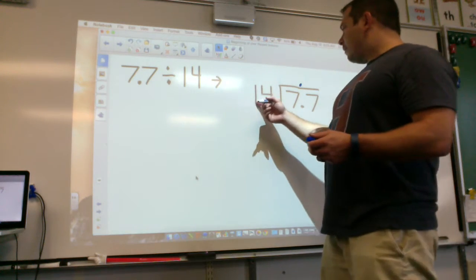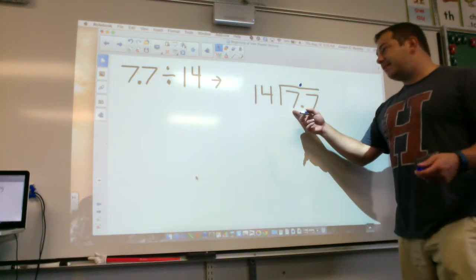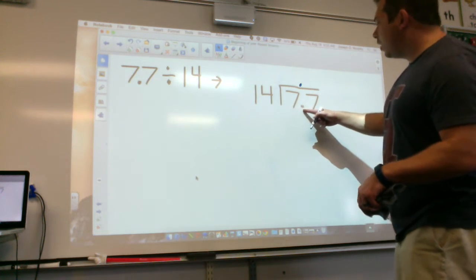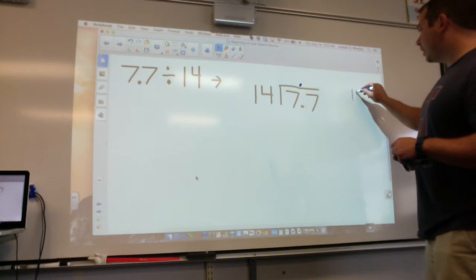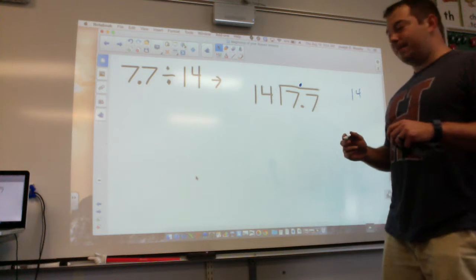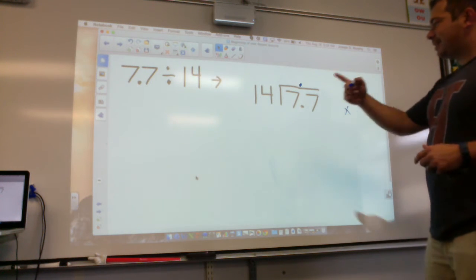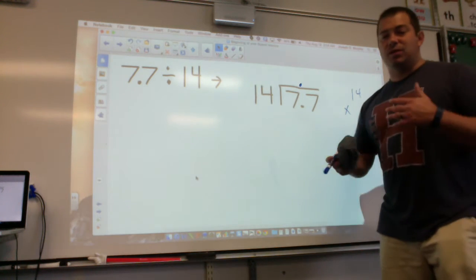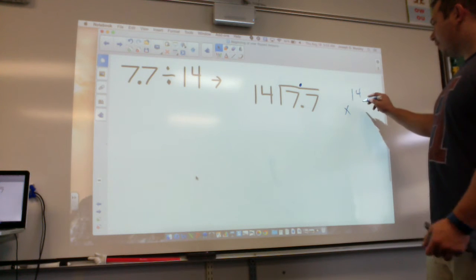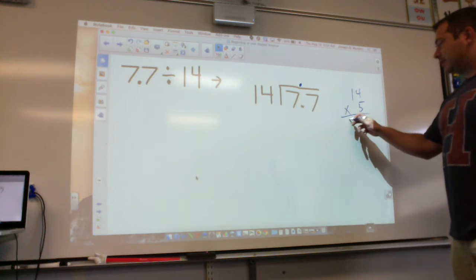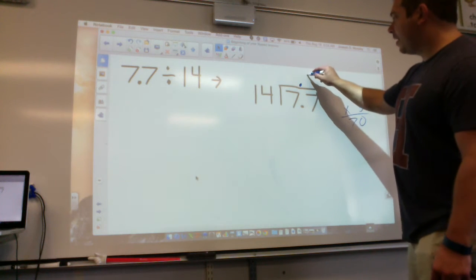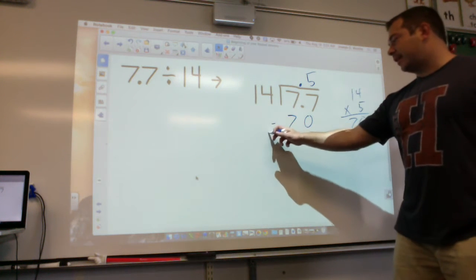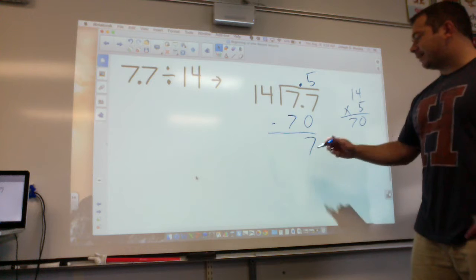So 14 cannot go into the number 7. Well, I guess it can, but it'd be a decimal again. We don't want to do that. But it can go into the number 77. Now you can guess and check over here, unless you know how to count by 14. Some of you might. But let's guess and check. Now I know that 10 times 5 is 50. And 4 times 5 is 20. 50 plus 20 equals 70, right? So I'm going to try 5. 14 times 5 will equal 70. So I'll put my 5 right here. And 5 times 14 equals 70. And I subtract that. And I get 7.